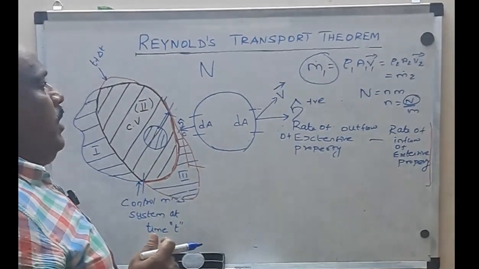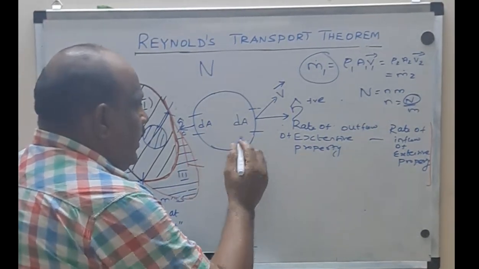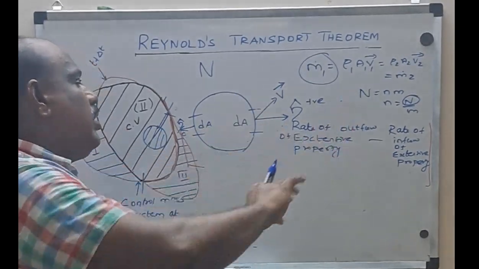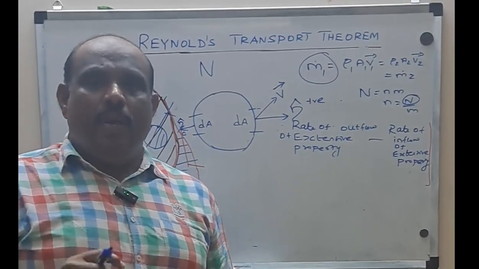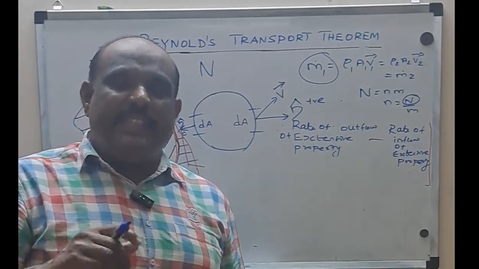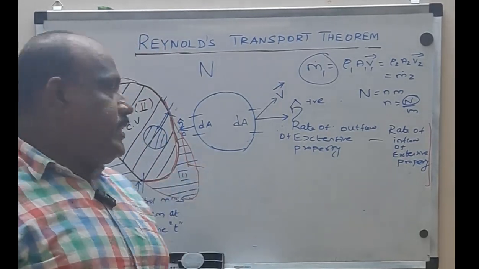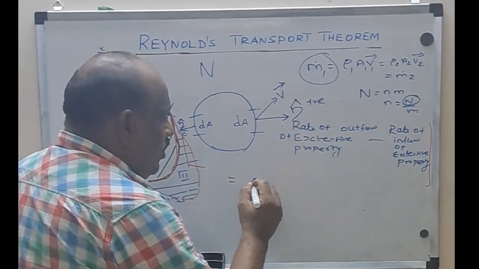When I want to find m, what is the amount of mass which is coming out through this elemental control surface dA? I will repeat the sentence. What is the amount of mass which is emerging through the elemental control surface dA? It is given by mass, which is nothing but what? Rho A V.